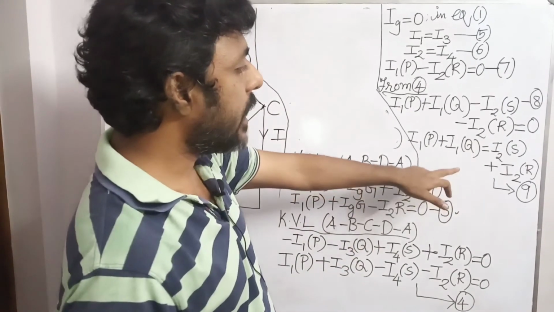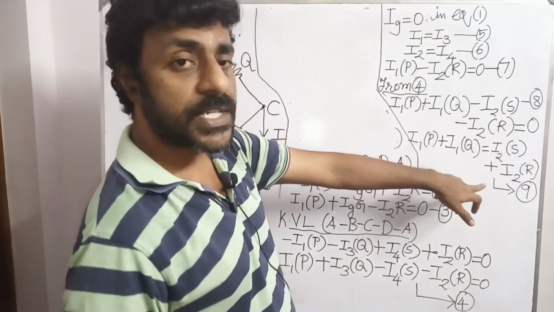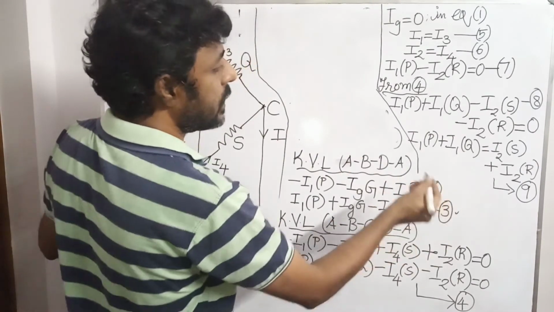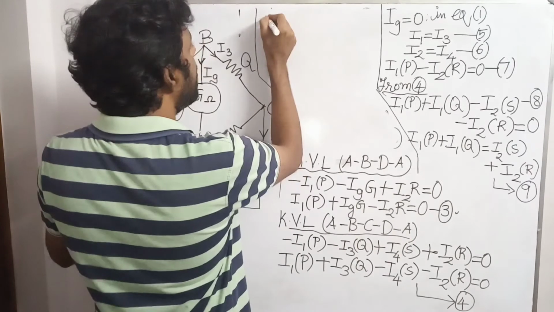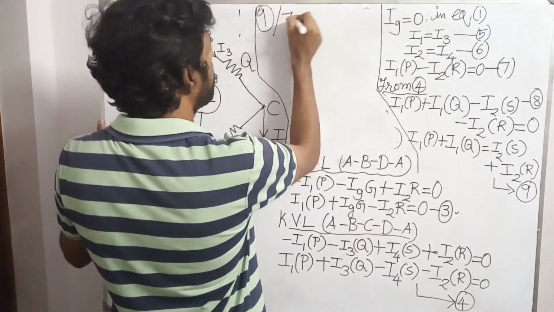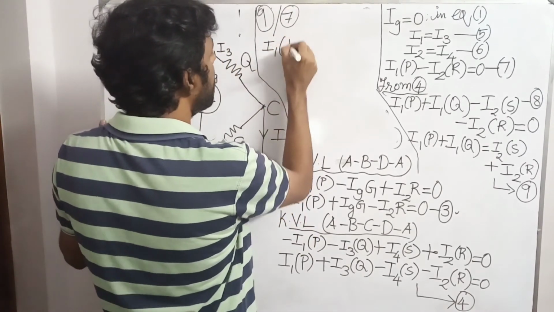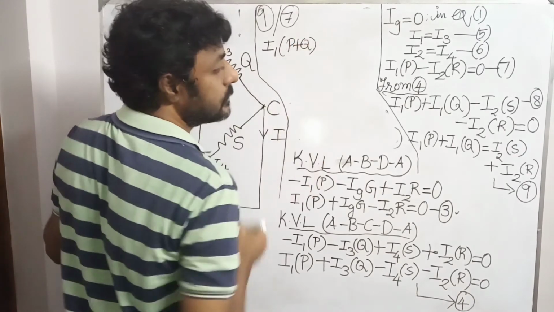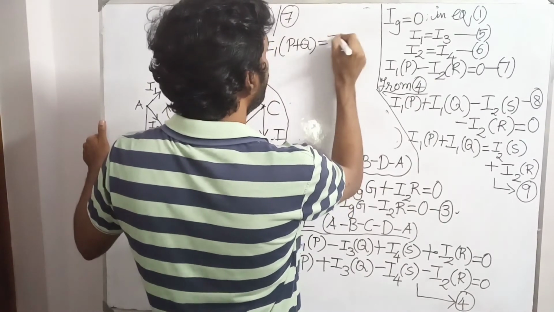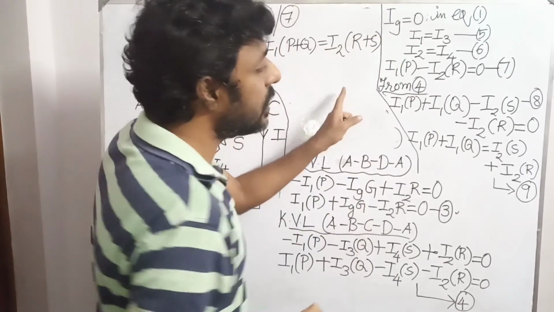So now I am going to divide equation 9 by equation 7. So how will it work? See, I am taking this one. It will be equation 9 divided by equation 7. So it will be I1 of P plus Q is equal to I2 of R plus S. This is nothing but equation number 9.